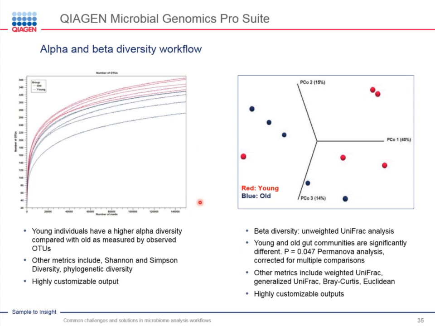As a next point, we wanted to know if this is significantly different. So we did a PERMANOVA analysis, or the Microbial Genomics ProSuite did this analysis. And as you can see here, we have a significant difference between the young individuals and the old individuals. So by this data, we could show that aging has an effect on your microbial community in the gut.